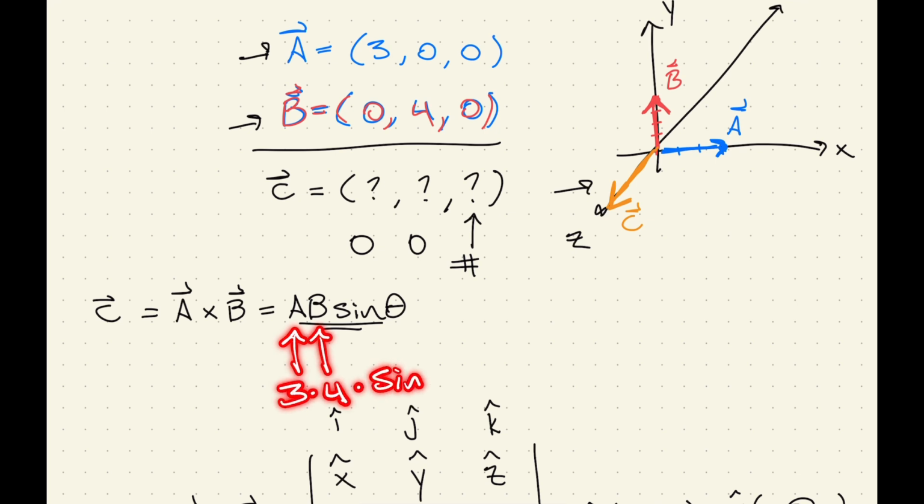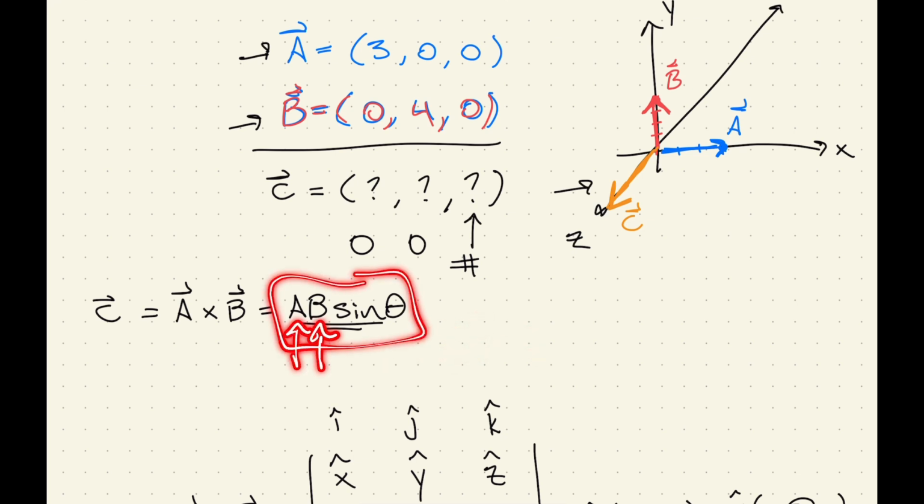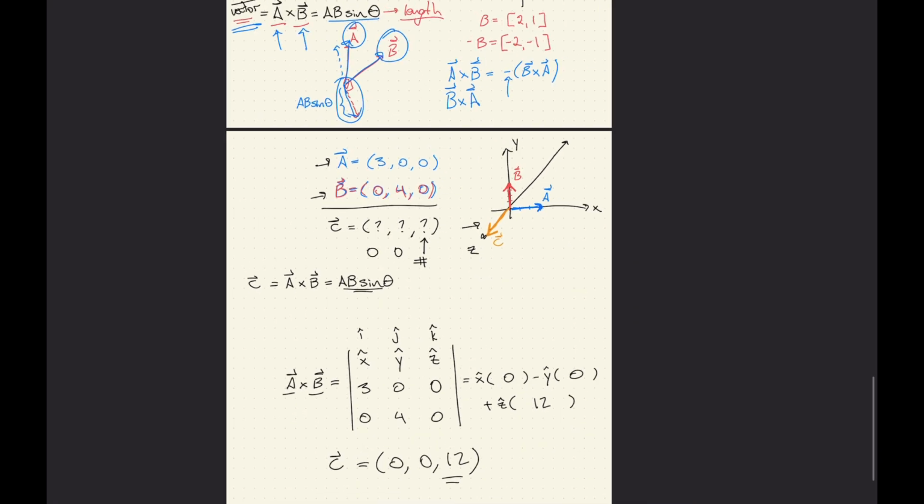And then sine theta, in this case, the theta between these two vectors is 90 degrees. So if you plug in sine of 90, this gives you 1. So this whole thing here gives you 3 times 4 times 1, which gives you 12. And that is the magnitude of this vector. So two different ways of doing it here.